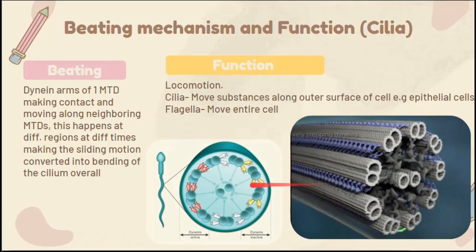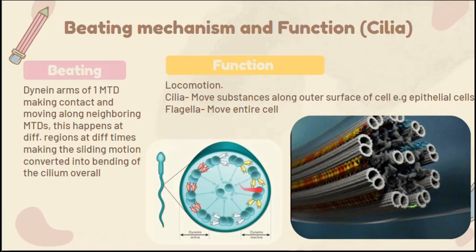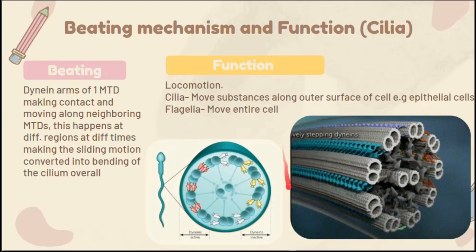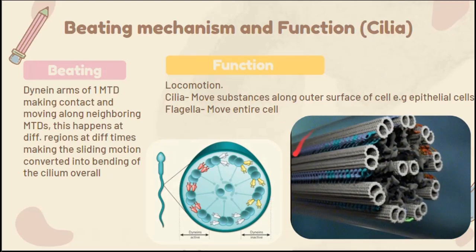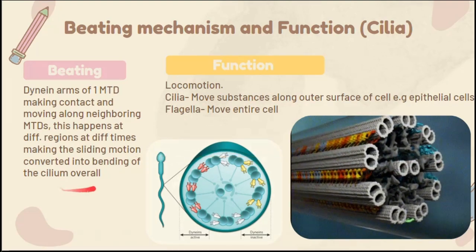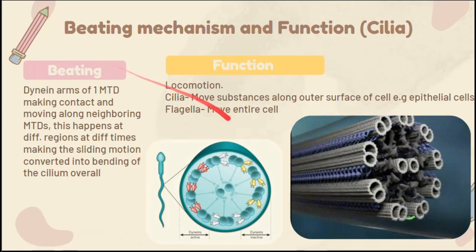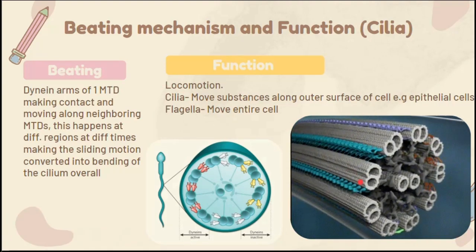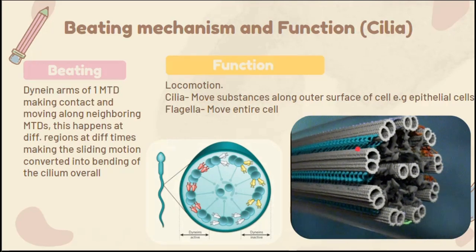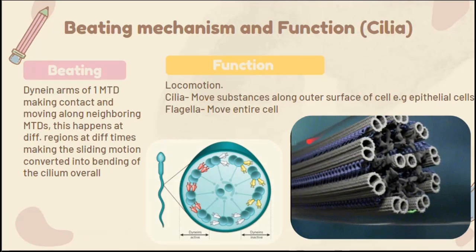The beating is caused by the dynein arms of one MTD making contact and moving along neighboring MTDs. This happens at different regions in the cilia and flagella as well as at different times. So some may be in contact and moving along their neighboring MTDs, while others on the other side just stay stagnant. Again, because this happens at different times in different regions, it results in the bending and beating of the cilia and flagella overall. Both of them cause locomotion, but their roles are slightly different.